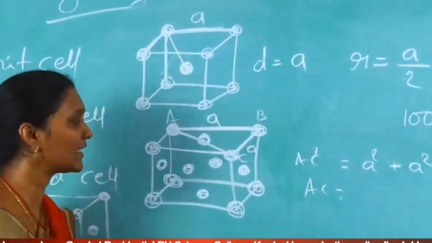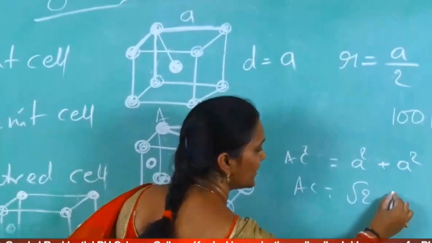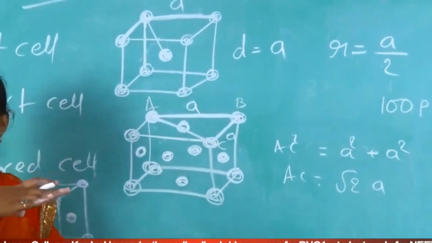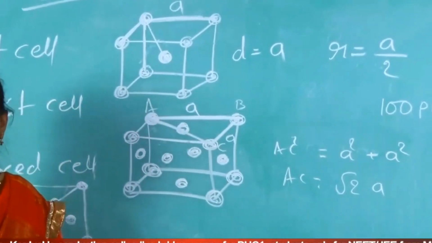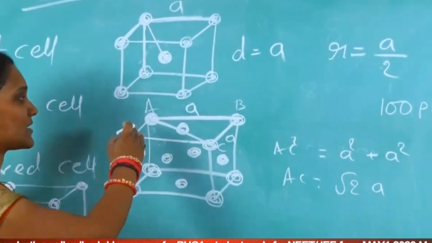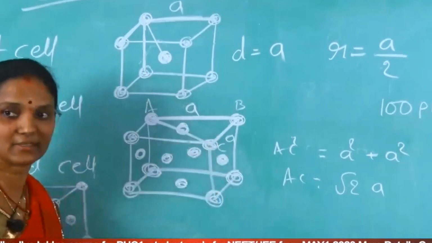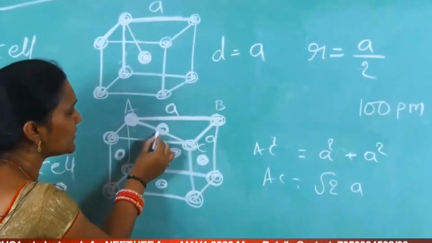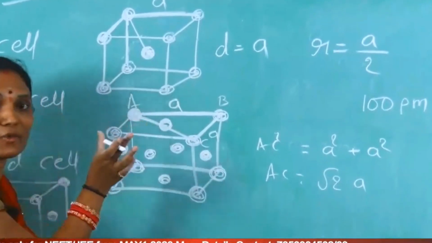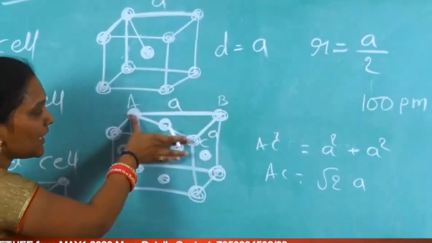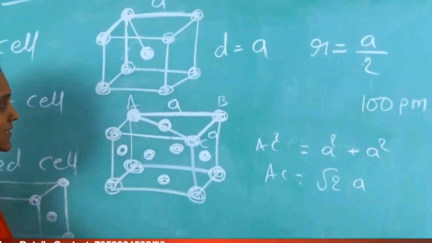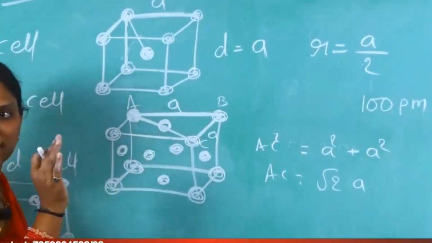Nothing but what are we getting? Root 2A. Now there is no need to learn this because in mathematics you already learned: face diagonal length is equal to root 2A. Now this is the face diagonal length, that is equal to root 2A. Now we need the distance between nearest neighbors, meaning here to here only. Full length we don't want.